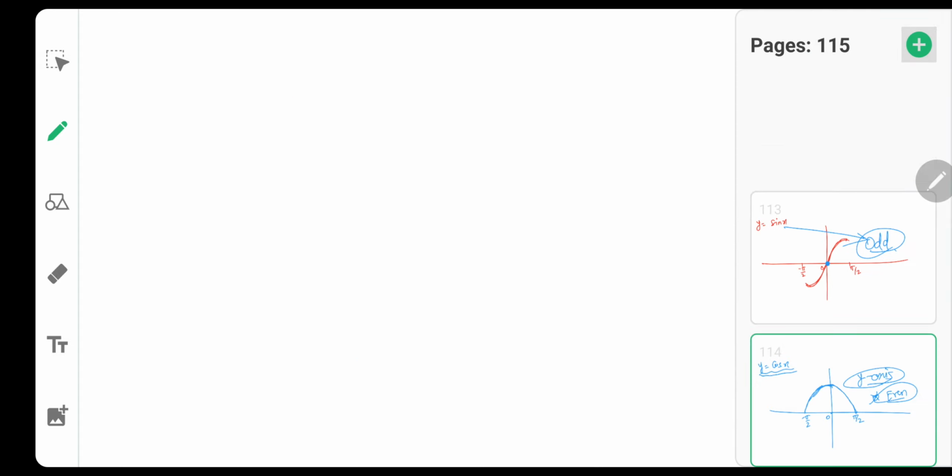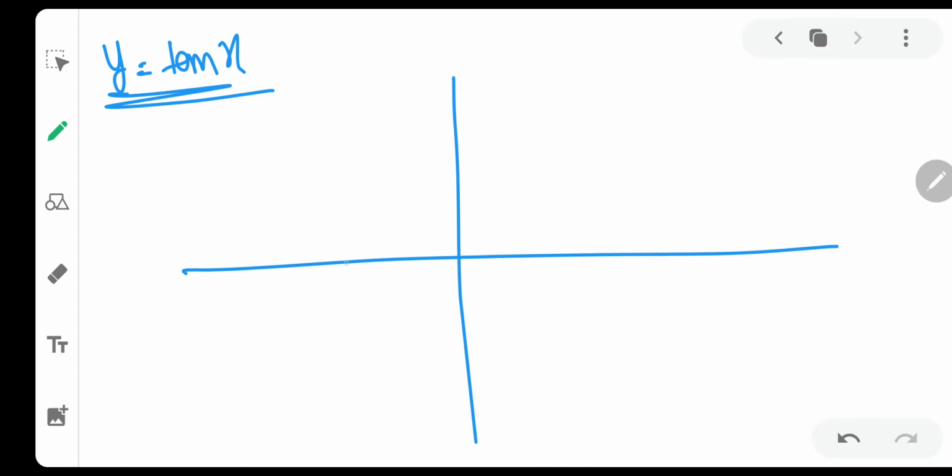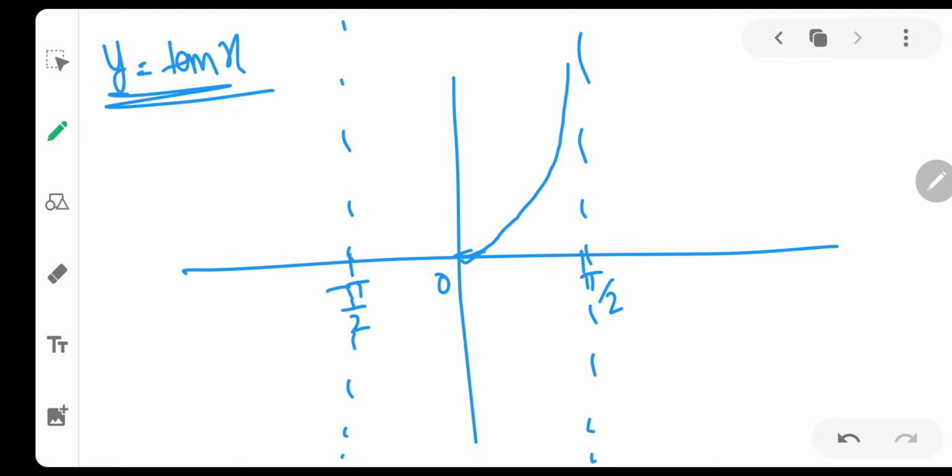Okay, now one more interesting thing, y is equal to tan x. Now you will love this. Okay, same thing I am going to do, minus pi by 2 and 0. So let me draw the asymptotes so that my graph looks a little nicer, otherwise it will look very nasty. So this is my graph.